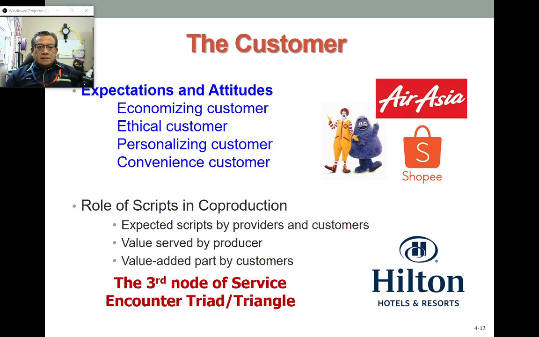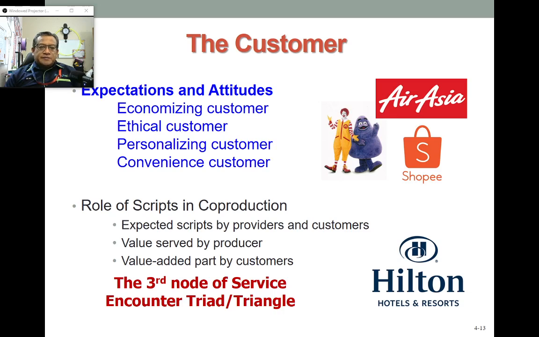Okay, the customer. Basically, in the service encounter triad, or service encounter triangle, the customer is the third node of the triangle. The first node is the service provider. The second node is the service representative. And the last node is the customer, which is me, you, and also the people who are purchasing services from the service provider.